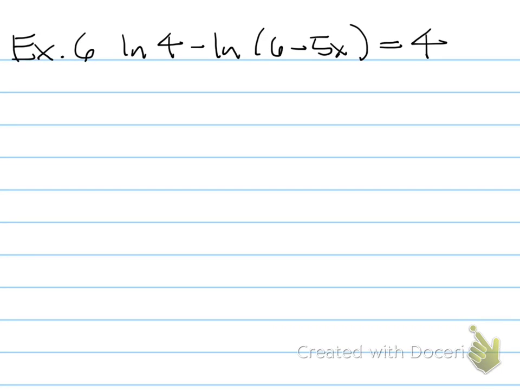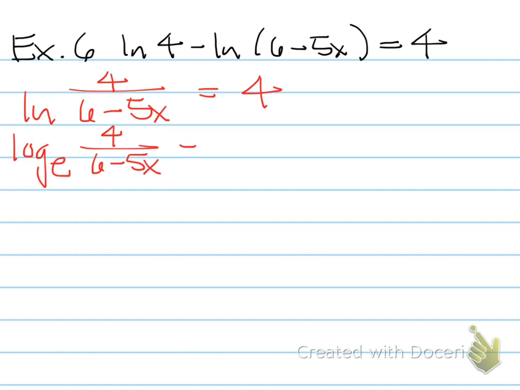And in this last example, we want to again condense the two logarithms by rewriting them as the natural log of 4 over 6 minus 5x. Rewrite it as log base e. Put it in exponential form by writing e to the 4th equals 4 over 6 minus 5x. Flip-flop the e to the 4th and the 6 minus 5x.